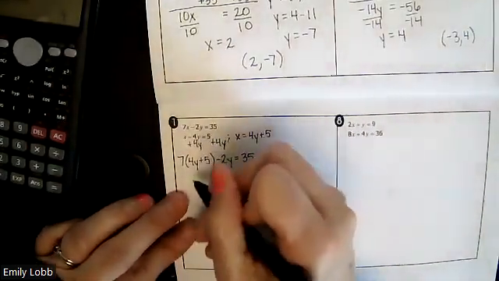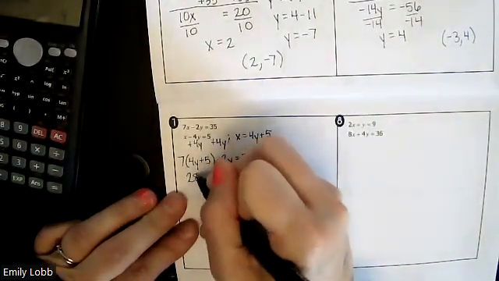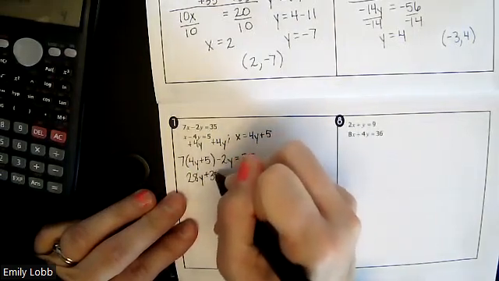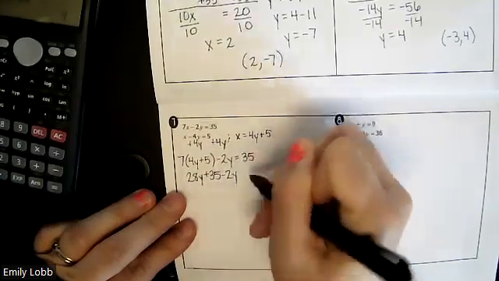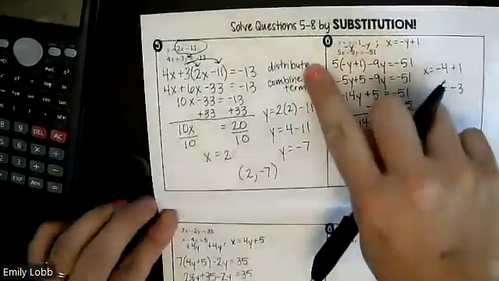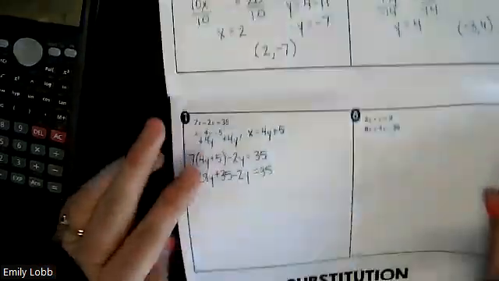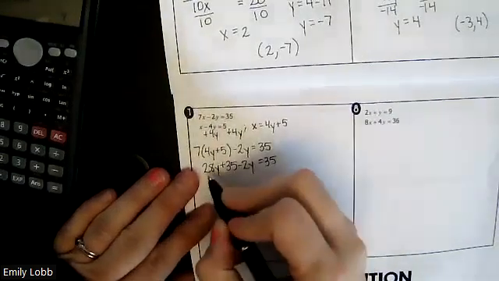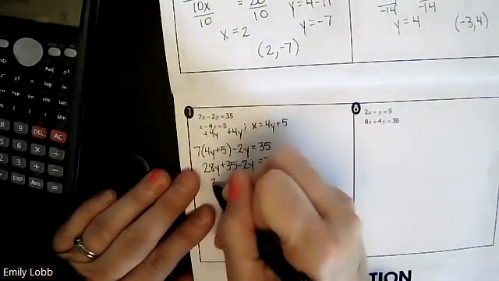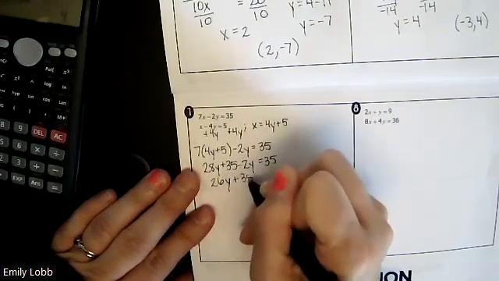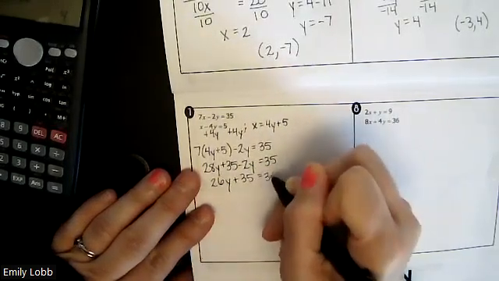So this becomes 28y. 7 times 5 is 35. Minus 2y equals 35. So again, we're still following these same steps. Distribute and then combine like terms. So we distributed, combining like terms. 28 minus 2 is 26y plus 35 equals 35.